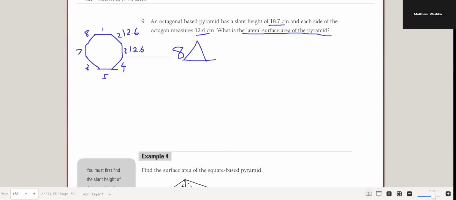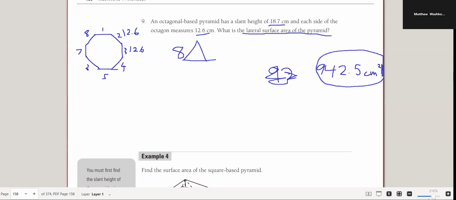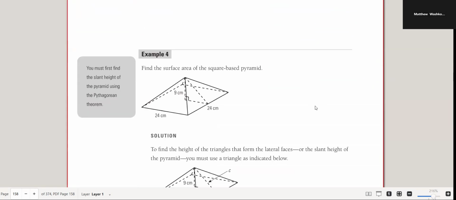Absolutely, right? So I'll give you 3 seconds here. Try and find the answer. 3, 2, 1. The answer here for question 9 is going to be 942.5 square centimeters. It's just 8 triangles. 8 triangles multiplied together. Okay?